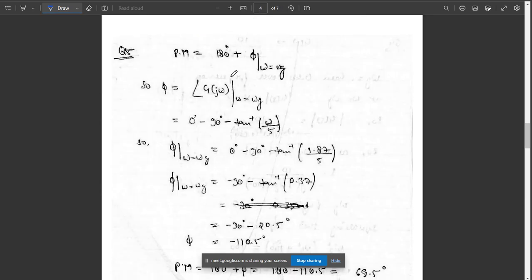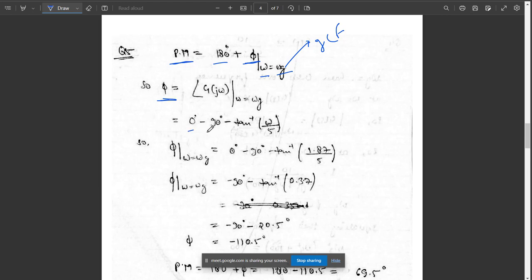As I have already told you, to find out phase margin, you have to do 180 degree plus phase of the system at omega equals omega g. This omega g is the gain crossover frequency. I'm writing it as GCF. So now let's try to find out the phase first.